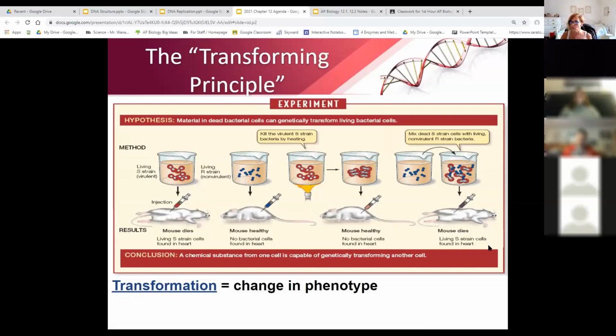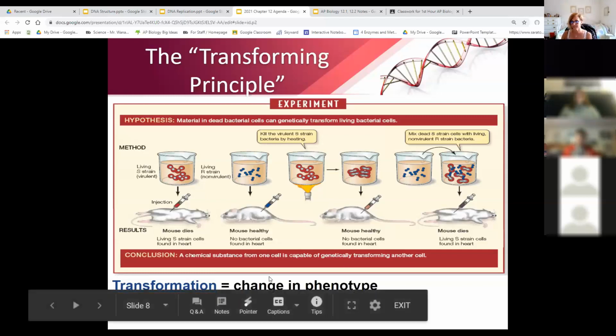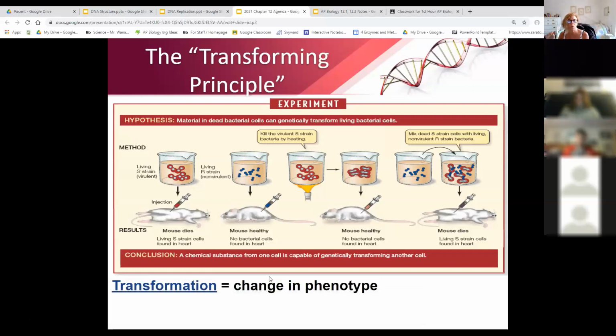He just knew that this once non-deadly version is now deadly, and this is a transformation. One of our key labs, this is why I decided to go over this today, is a bacterial transformation. So we have to understand that. It's a change in phenotype, right?